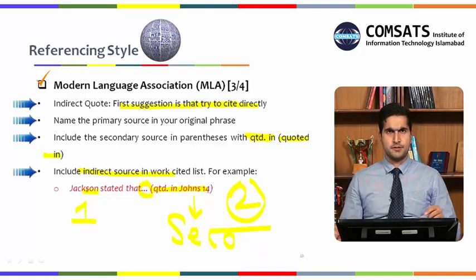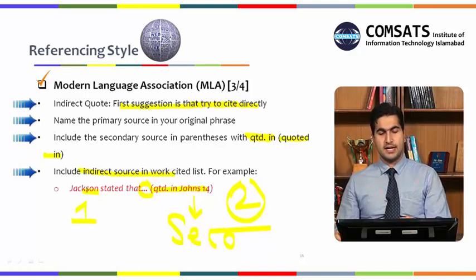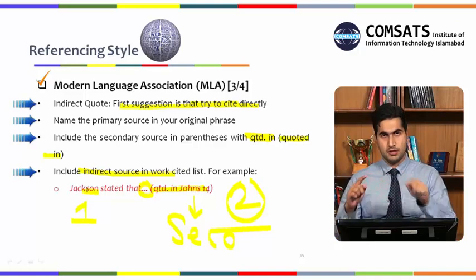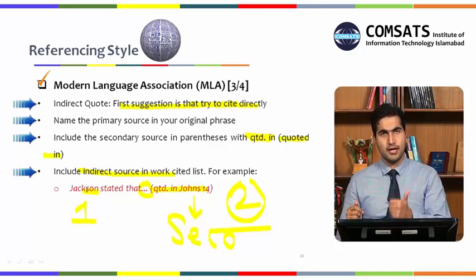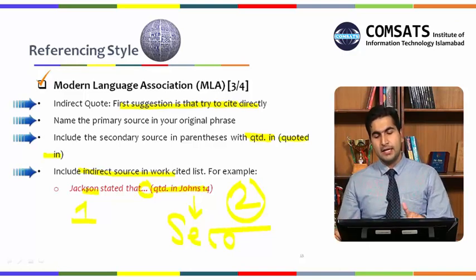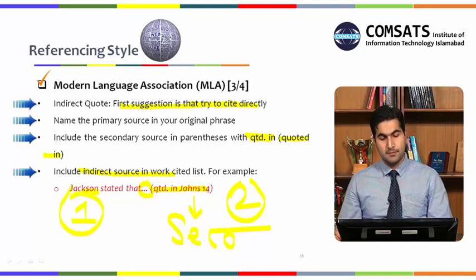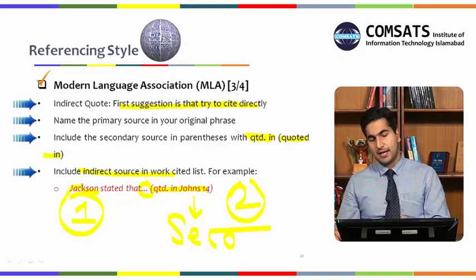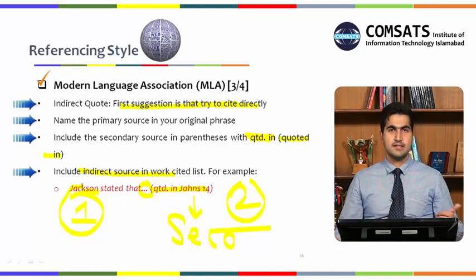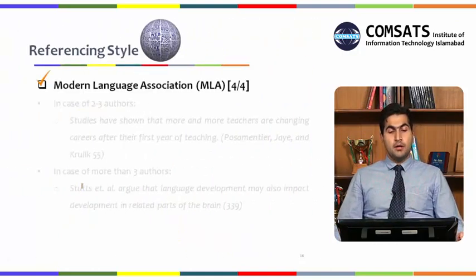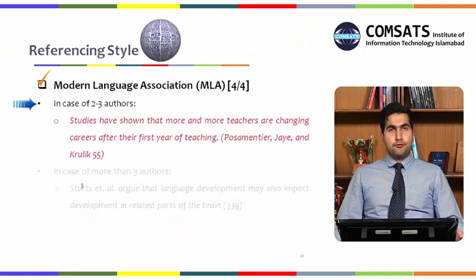Well, Jackson was the first person who said something. This was quoted by Johns. That's why you're providing its reference as well within parentheses by writing qtd. in, quoted in, and then by Johns, which you have read, now you are saying this thing as well. So you have to provide the primary first, then write the secondary, and then say the things as you have said within the ellipsis.